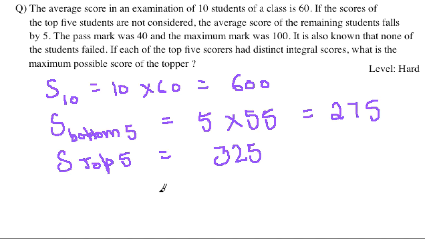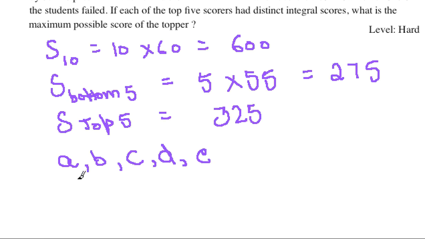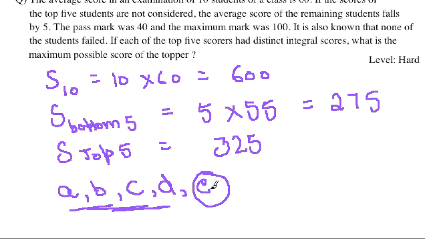600 minus 275. Okay. Now we have been given that the top 5 students each have got distinct integral scores, and we have to find the maximum possible score of the topper. So if the top 5 scores are, suppose, A, B, C, D, E, then definitely we will minimize these 4 to maximize the top score. So let E be the score of the topper. We have to maximize E, so definitely these 4 will be minimized, and the sum of these 5 is 325. We have to keep that in mind.